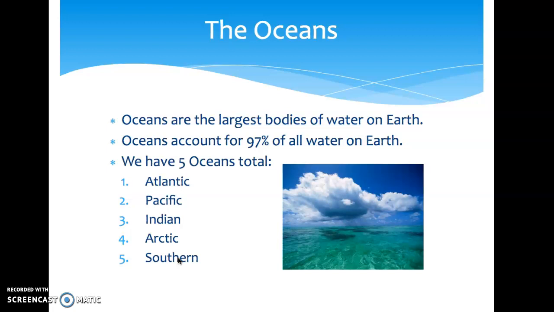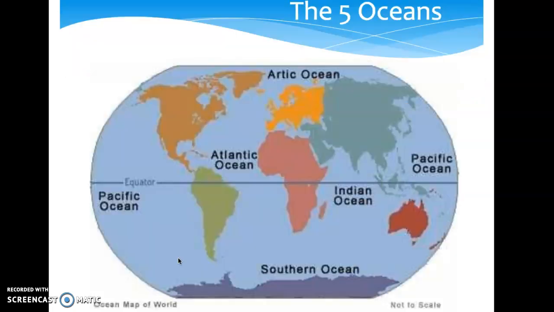Remember, we have five oceans. Type these in your notes as well. We have the Atlantic Ocean, the Pacific Ocean, the Indian Ocean, the Arctic Ocean, and the Southern Ocean. Fantastic. So we've got five different ones. All of this has been review up until this point. Let's get to our new information.